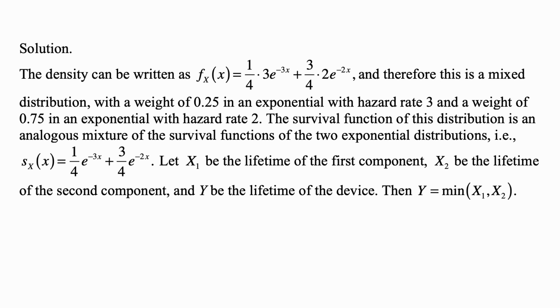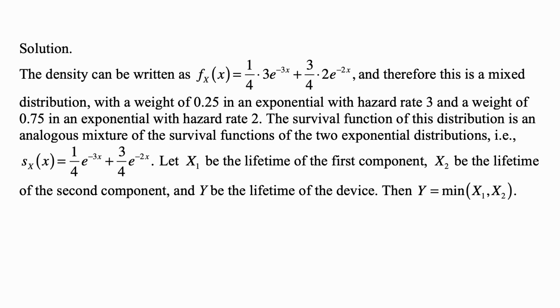The survival function of this distribution is an analogous mixture of the survival functions of the two exponential distributions, so S sub X of x is equal to 1/4 e to the minus 3x plus 3/4 e to the minus 2x, because the survival function for the exponential distribution with hazard rate 3 is e to the minus 3x, and for the one with hazard rate 2, that's e to the minus 2x.